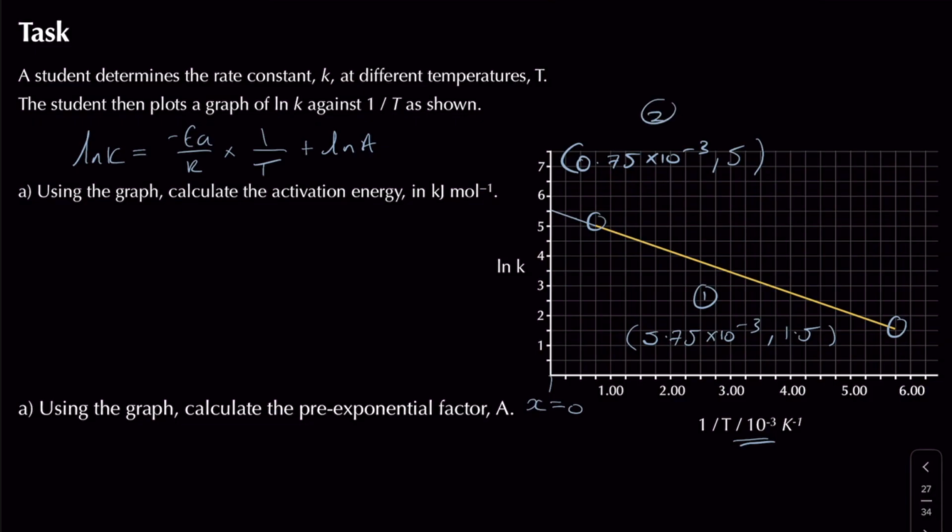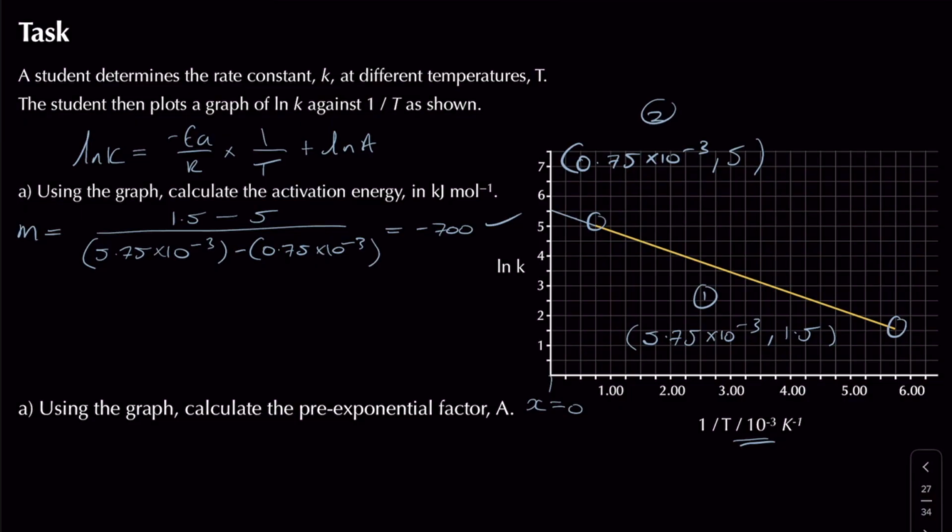So yeah, I can go ahead and work out a value for my gradient now, and that's going to be equal to 1.5 subtracting 5, divided by, in this case, 5.75 times 10 to the power of minus 3 subtracting 0.75 times 10 to the power of minus 3 as well. Now I do that, I end up with a value that's going to be minus 700, and there's my gradient there.